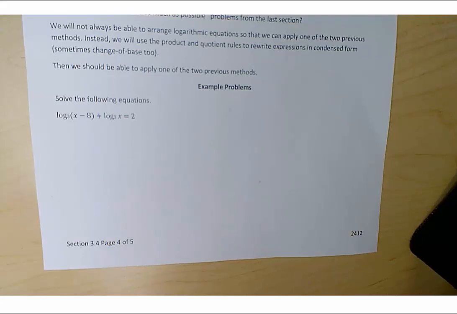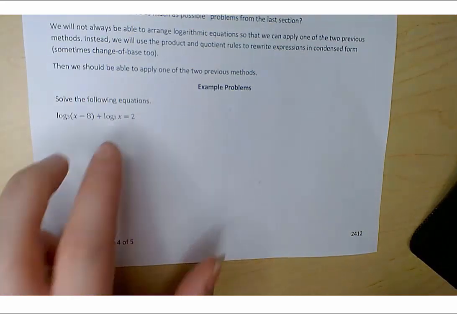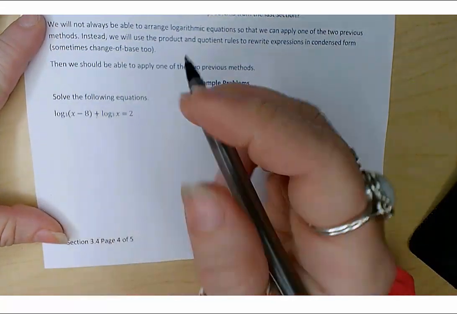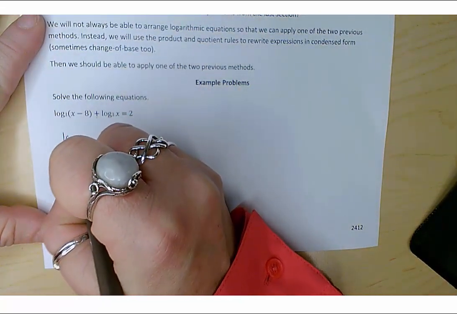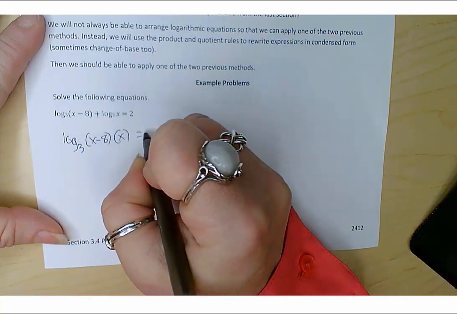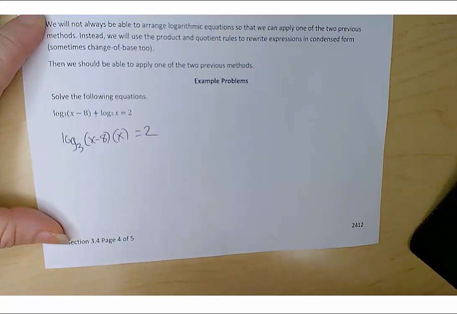So let's see, we have log base 3 of x minus 8 plus log base 3 of x is equal to 2. So I see that I have two logs on the left-hand side, and I can combine those two logs into one by using my product rule here. If there's a plus sign in between, that means we are using the product rule for logs, so we can join them into one by multiplication.